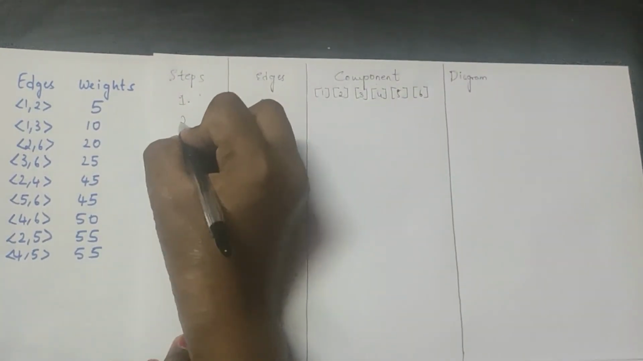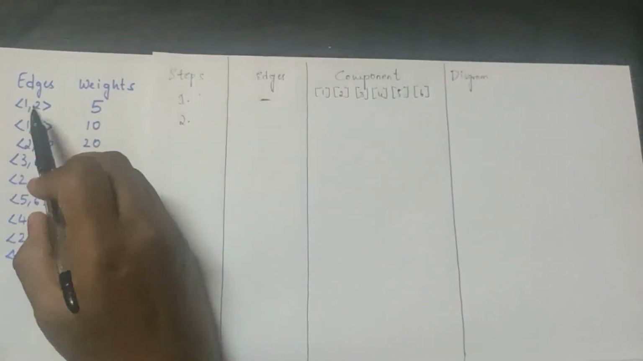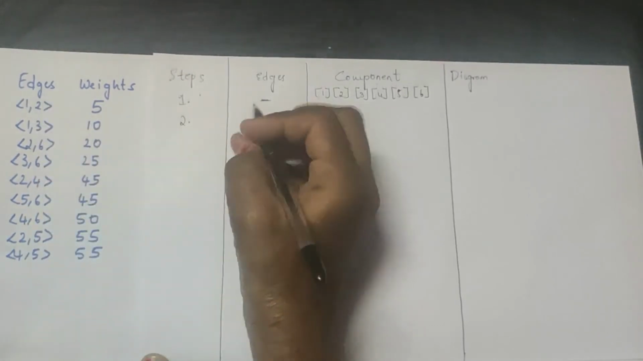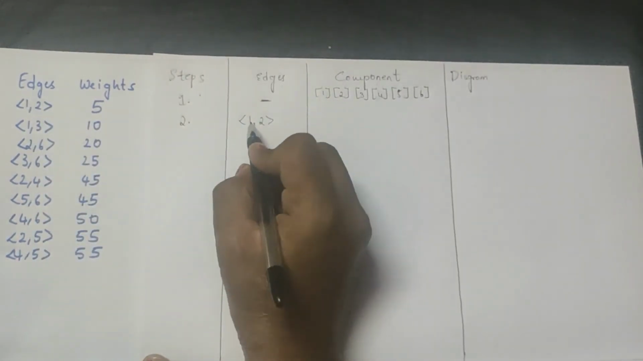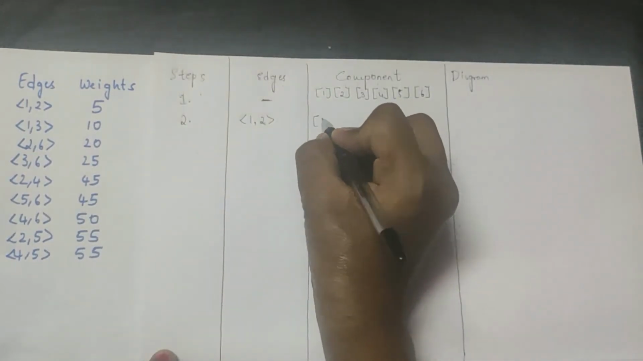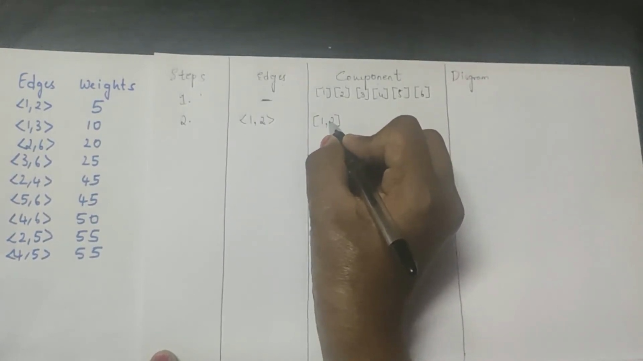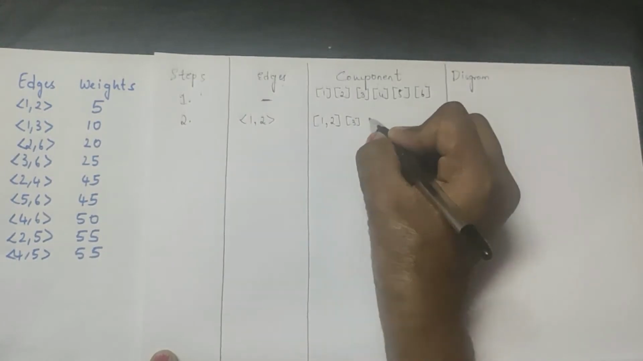Now step 2. Now I'll be taking the edges. So I will take the first edge from here. The edge is 1, 2. So when I write the edge 1, 2, now this 1 and 2 come into a single component, like this 1, 2. They are not separate components now, and the remaining will be separate components.